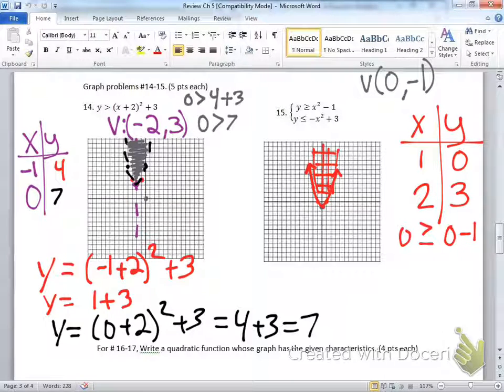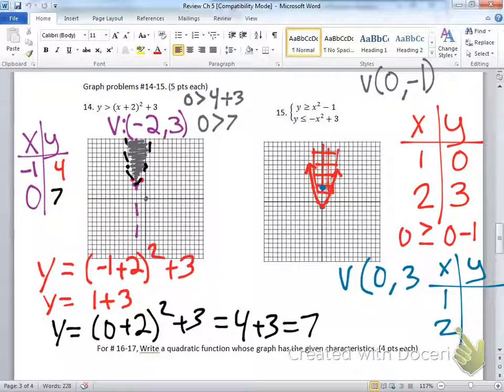Same thing when I go to find the vertex. I'll do all of the second one in blue. When I go to find the vertex, there is no b. So it'd be 0 divided by negative 2. So the vertex is at the point 0 and then positive 3. So there's my vertex. Again, I can plug in 1 and 2.